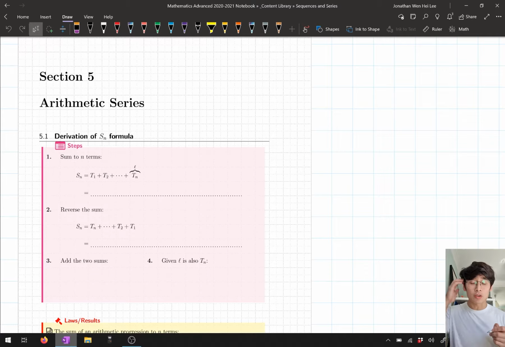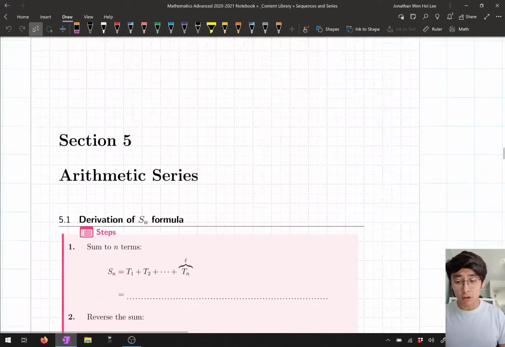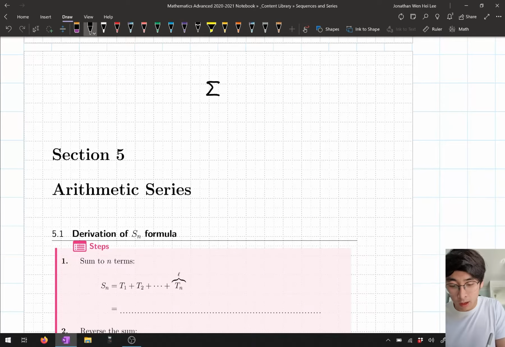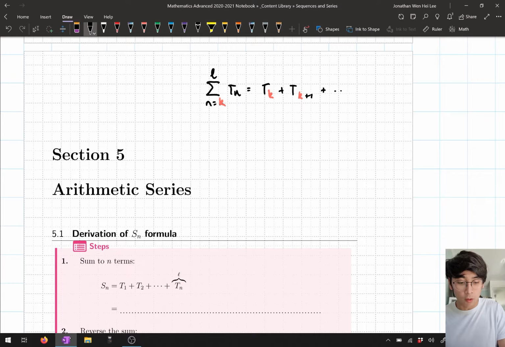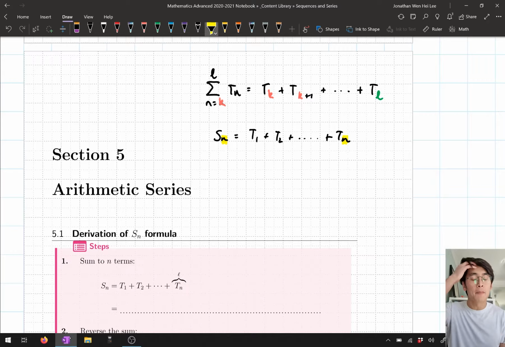Now, in the last lesson, we talked about the sum of a general series, and we talked about our sigma notation. So here, when we have sigma notation of a particular sequence, we're adding all the terms in our sequence from the bottom value, so t of k, our kth term, all the way up to, next term will be k plus 1, plus all the way up to tl. And the other thing that we talked about was what a partial sum was. A partial sum was when we added up all the terms, starting from the first term, all the way up to the nth term.